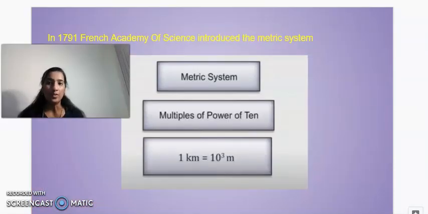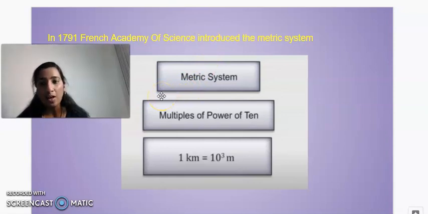In 1791, the French Academy of Science introduced the metric system. Under the metric system, the units of physical quantities are related to each other as multiples of powers of 10. So 1 kilometer is equal to 10 to the power of 3 meters. This system was found to be convenient and was hence used worldwide.